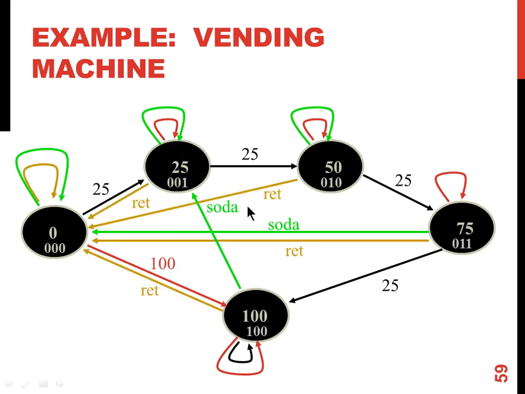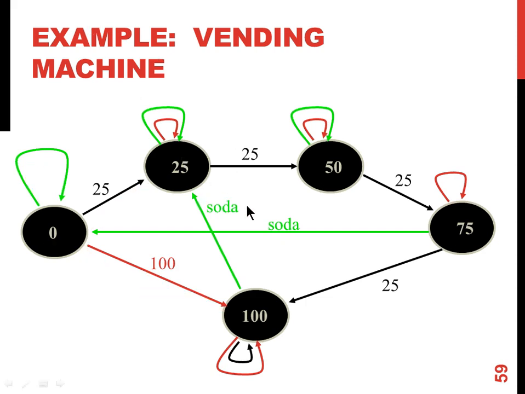Soda will be dispensed either in the 75 state or the 100 state, because at least I need 75 cents. That's the minimum, the cost of the soda. So here I can push a button and get a soda dispensed. If for some reason I deposited 25 cents more, or directly deposited a $1 bill, I can dispense a soda from the 100 state. I'll still get a soda.